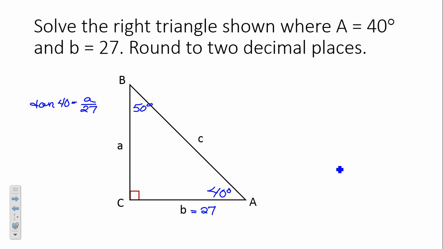So what do we have to be in? What mode? Degrees, because this is a 40-degree angle. And you would take the tangent of 40 times 27, and find it to 2 decimal places.